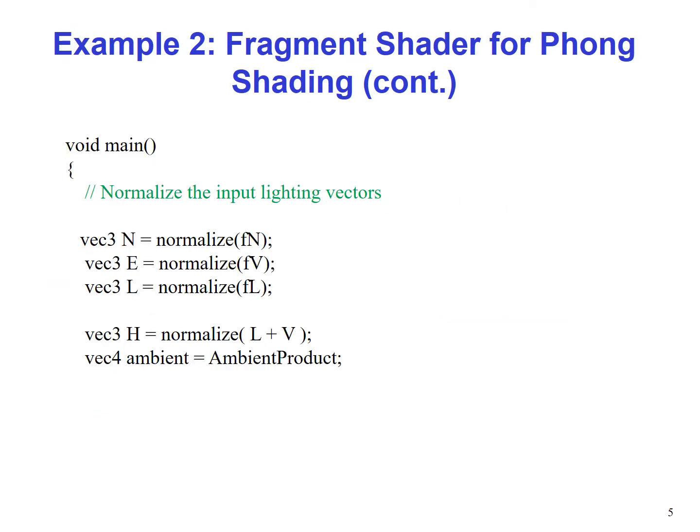The main program of the fragment shader looks like this. We normalize all the vectors because we did not normalize them previously. We call them N, V, and L. And then we calculate the halfway vector by adding L and V, which is the light source and the viewer location, and then normalizing it back to unit magnitude. And then we define another variable, ambient, and put the ambient product into this variable, because that's our ambient component of the lighting. It is not a function of the position of light sources and normals at all.